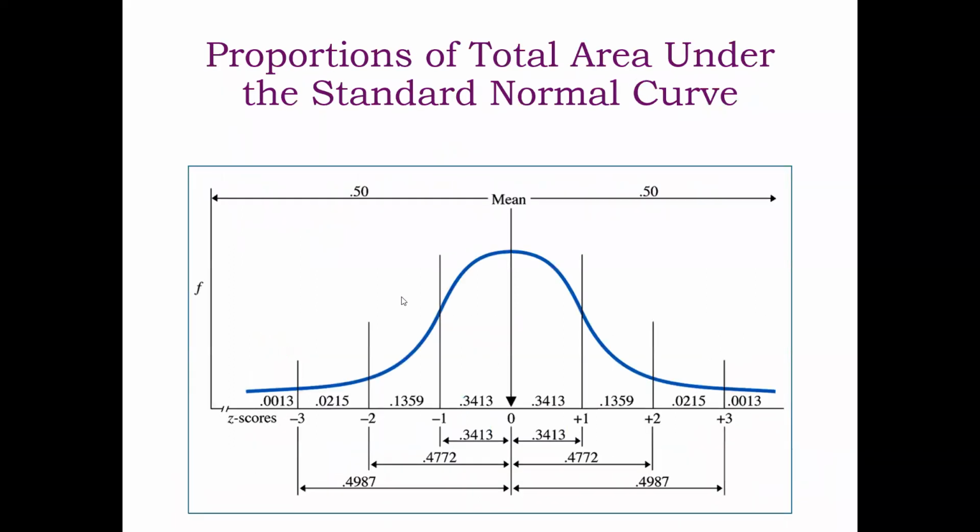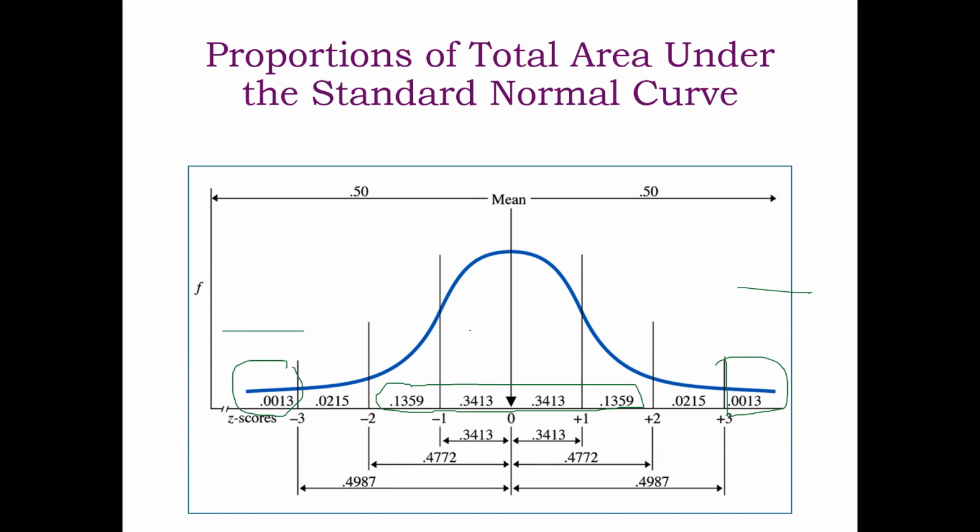Here are the proportions for the total area. As you can see, it's actually 0.6826. If we wanted the proportion of all the scores within 2 standard deviations of the mean, we would add up all of these, and we're going to get back to this later. If we wanted the proportion of scores more extreme than 3 standard deviations from the mean, we'd add up these ones and these ones. More extreme just means further away than a certain given z score.